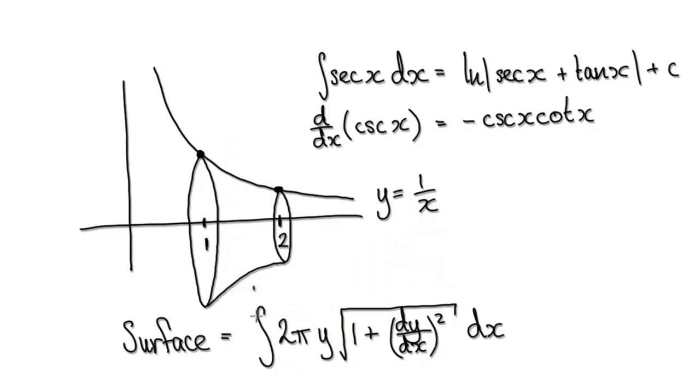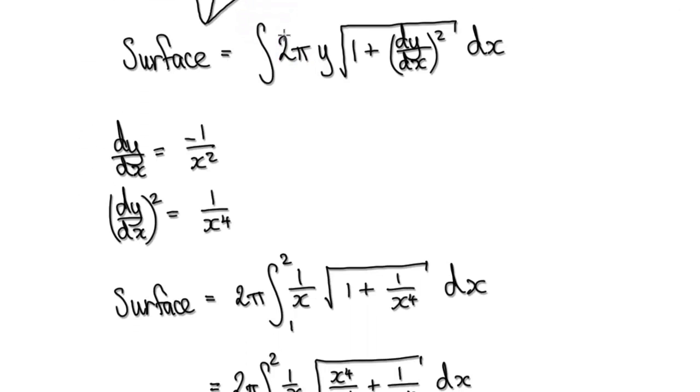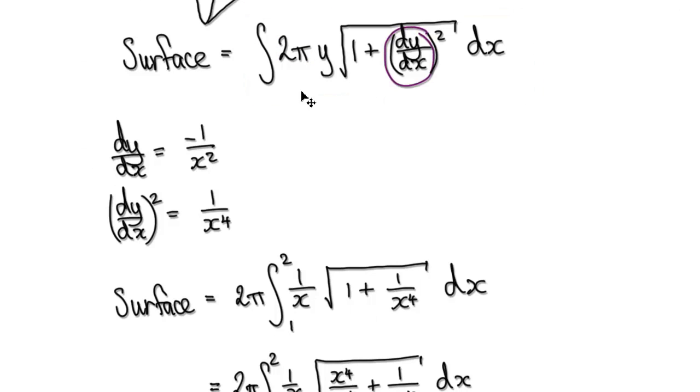Well, we've done this before. The surface area is given by this. This is a constant, so we can take it out. So the surface area is given by this formula here. We need to work out dy by dx. So y equals 1 over x. So dy by dx is given by this.